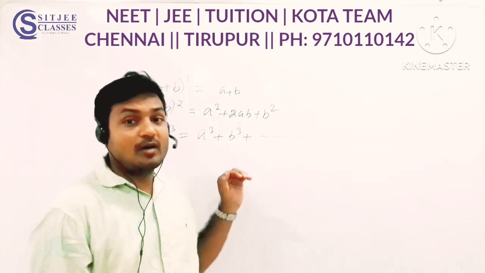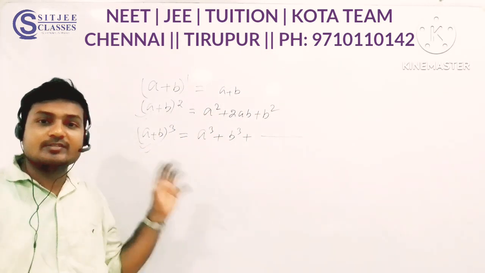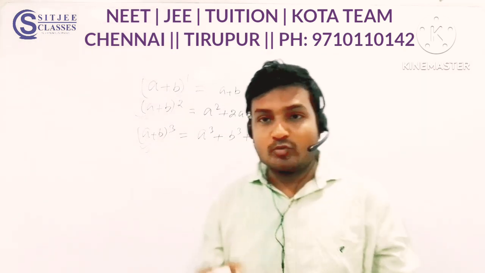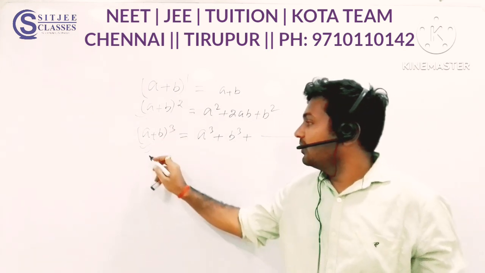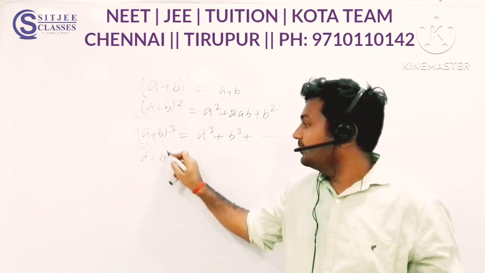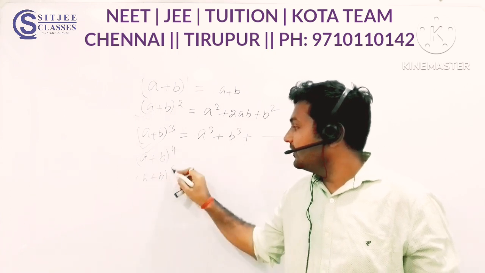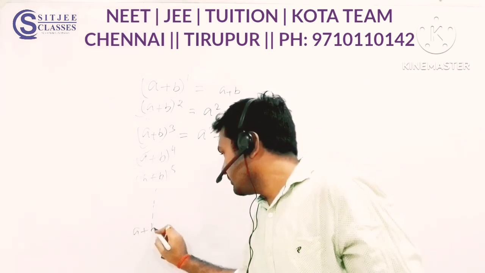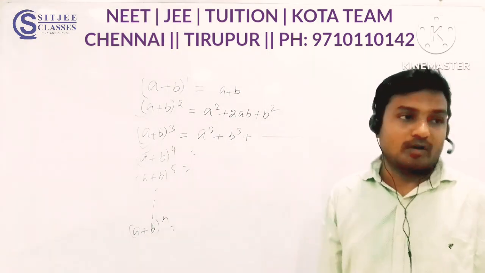So we have to learn a master formula. Even though we are able to memorize this or not, it does not matter. We should be able to tell the answer. Yes or no? So today my class is based on that topic only. How to develop the formula if I ask you (a plus b) to power 4, (a plus b) to power 5, (a plus b) to power anything. In general, I can write (a plus b) to power n. So if this kind of question comes, how to answer it?